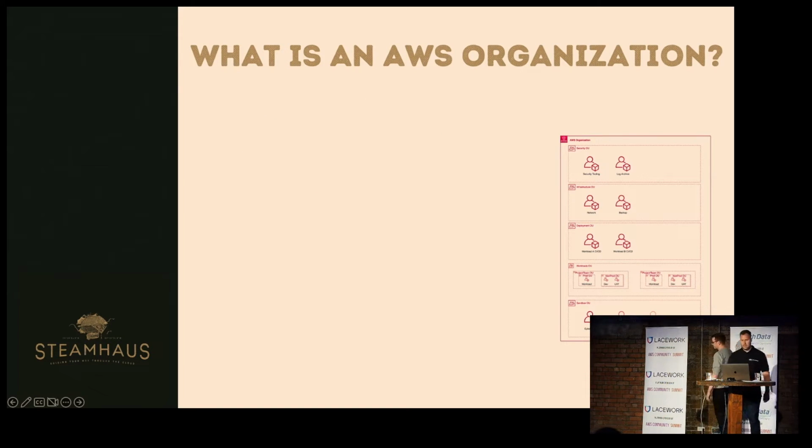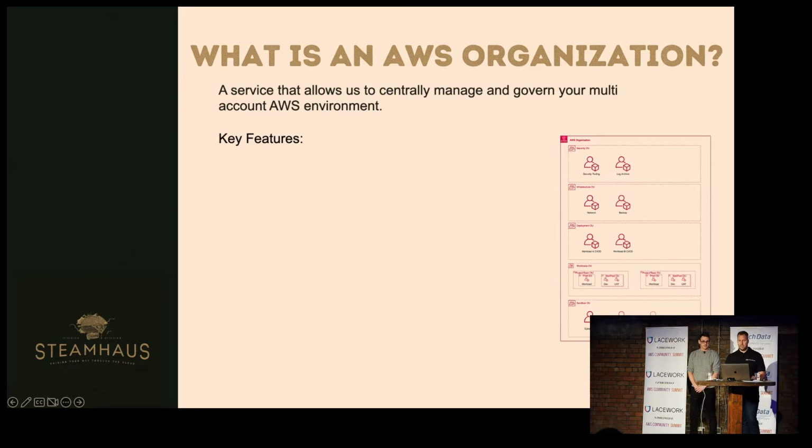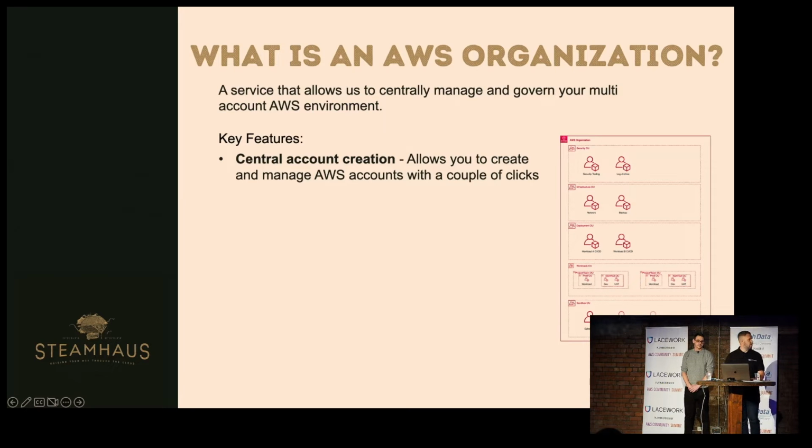Cheers. Okay, so yeah, we talked about that multi-account structure is the best practice recommended by Amazon. And how can we go about achieving that? So AWS offers a service called Organizations that allows us to centrally manage and govern your multi-account structure environment. And there are some key features of Organizations that we're going to go through today, and the first of which is central account creation.